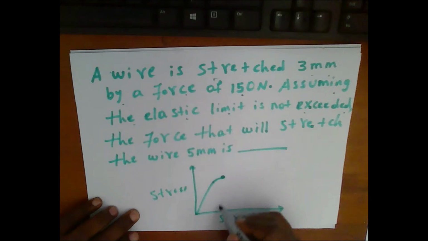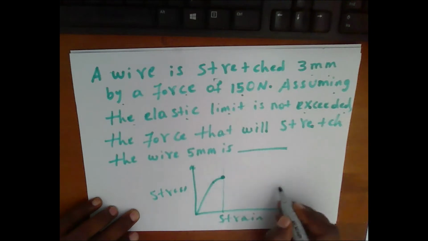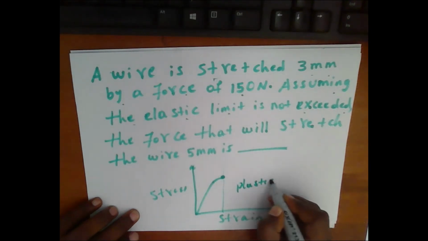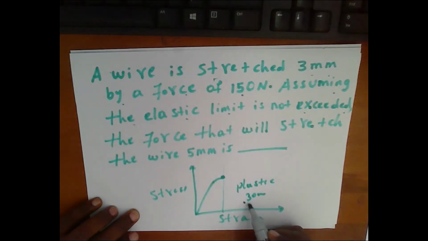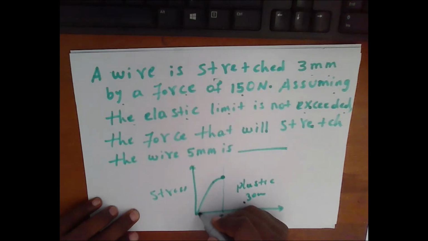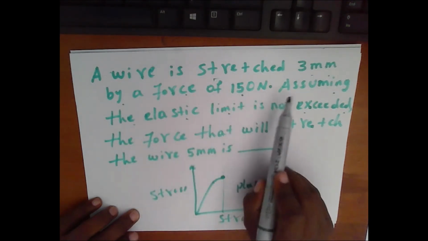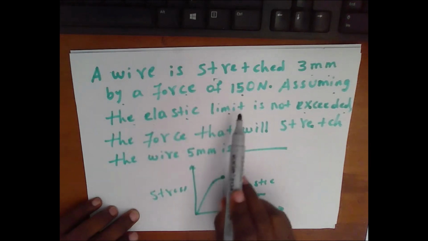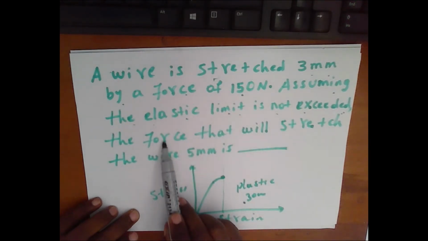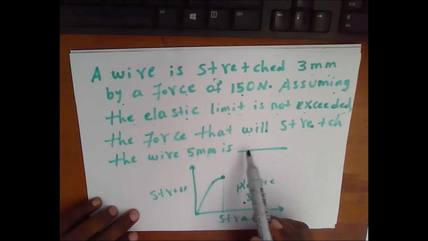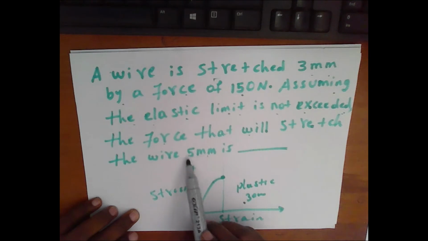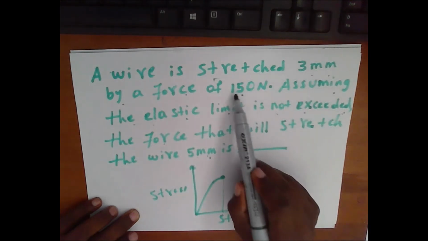We know that from this up to this, these zones are considered to be the elastic zone, and this zone is considered to be the plastic zone. That's the difference. So if it exceeds, it cannot regain its original shape and size, but below this, it's possible to regain its original shape and size. So that's why it said, assuming the elastic limit is not exceeded, the force that will stretch the wire is 5 millimeter. Then what we need is just to find the force that will stretch this much amount, but for this much amount it's 150 Newton.